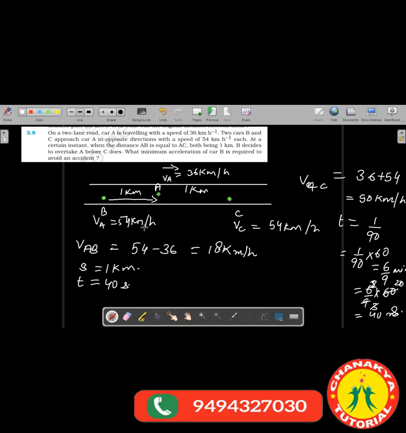Okay, so now since time is in seconds and I have to find acceleration, I am converting everything to the SI system of units. So this would come out to be 5 meter per second. You have displacement as 1000 meter. You have time and you want to find acceleration. So can I use the second equation of motion?